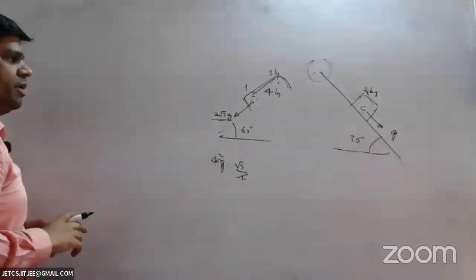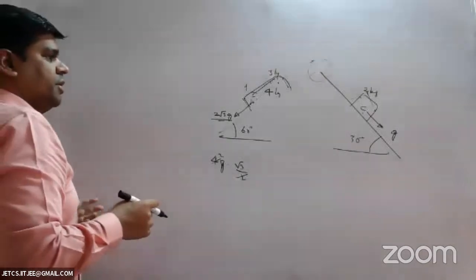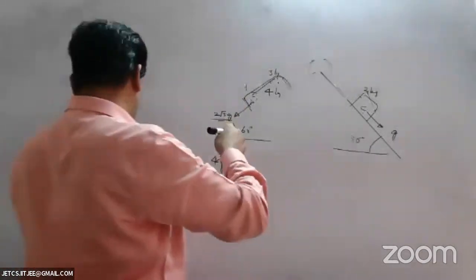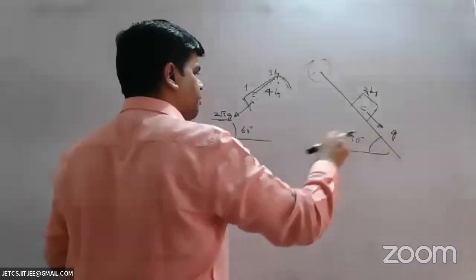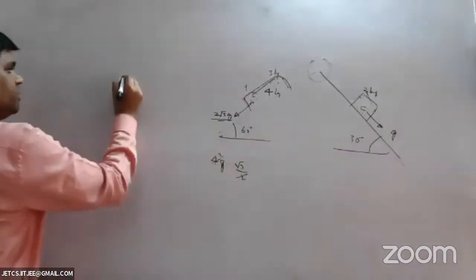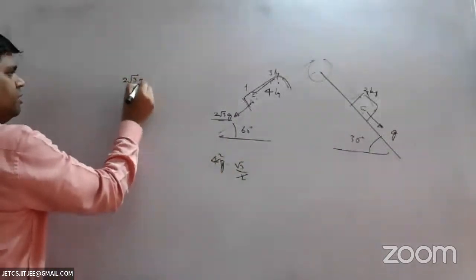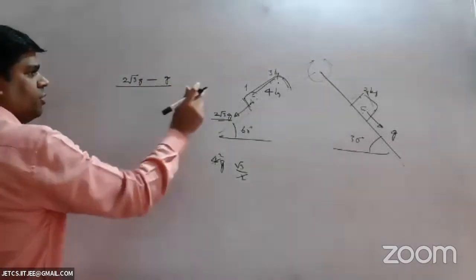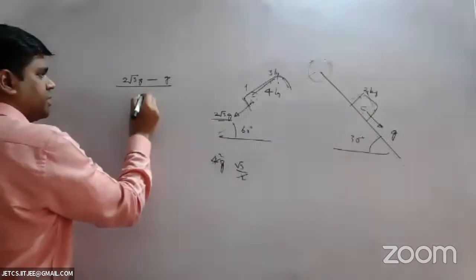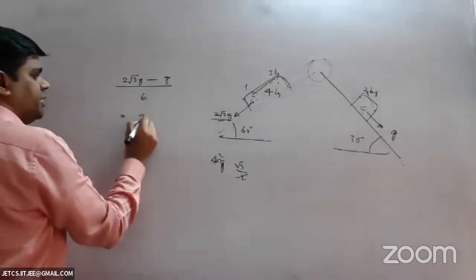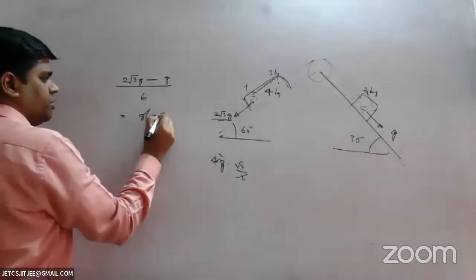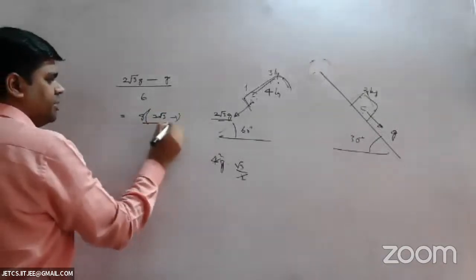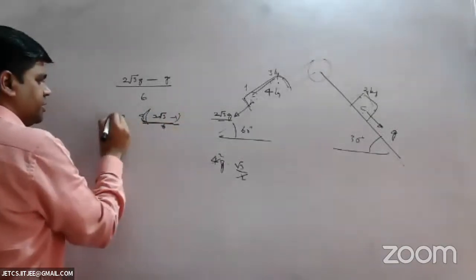Now I have to determine the acceleration of the blocks. How do I do that? Supporting force minus opposing force by total mass. Supporting force is 2 root 3 g, minus opposing force g, by total mass 1 plus 3 plus 2, that is 6. So g times 2 root 3 minus 1 by 6 is my acceleration.